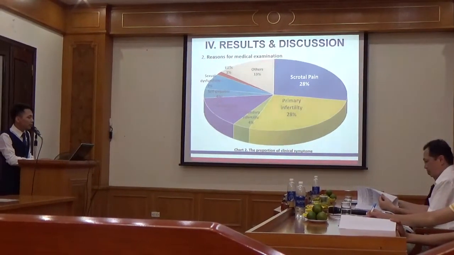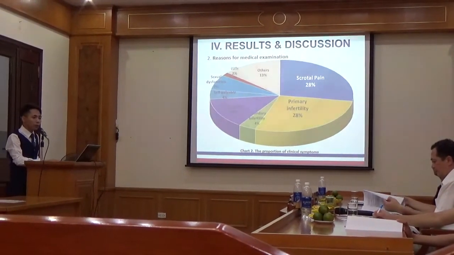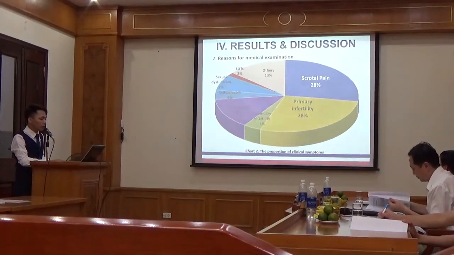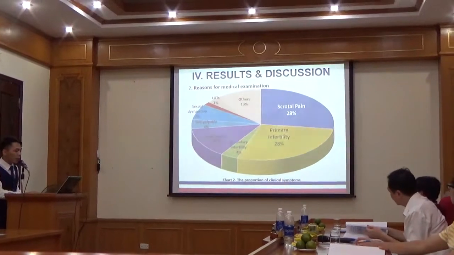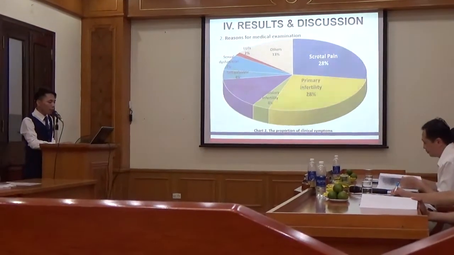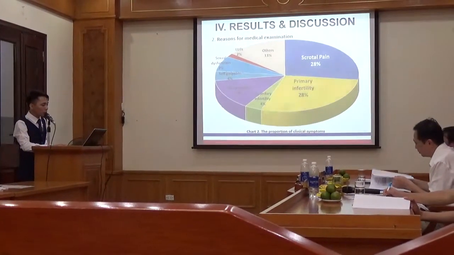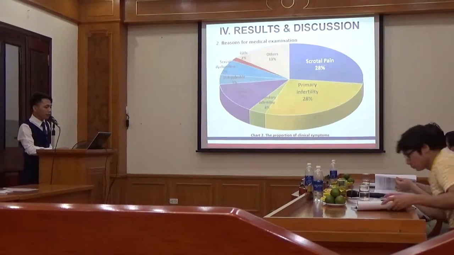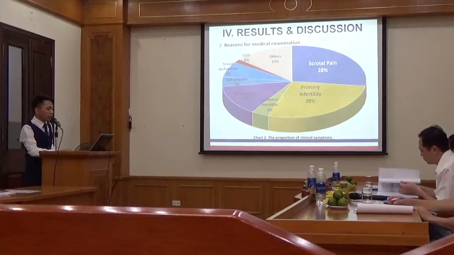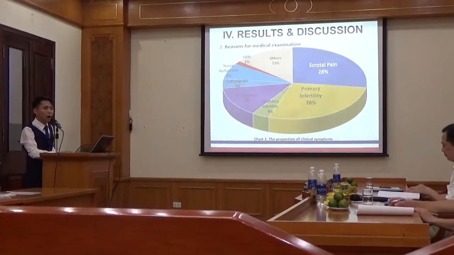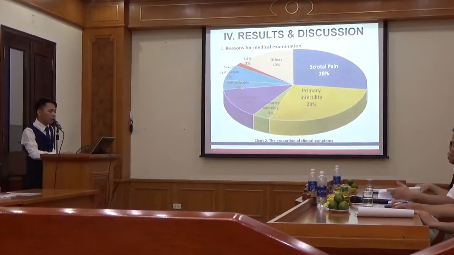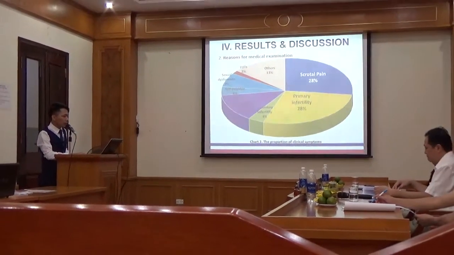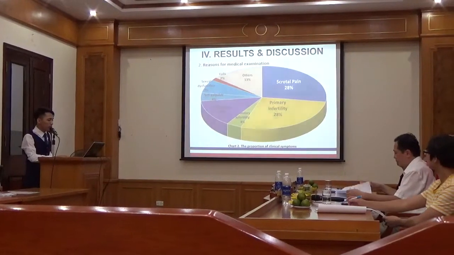2. About the reason for medical examination. The patients come to visit mainly due to scrotal pain or primary infertility, of which those two matters account for 28%. Examination for disorders affecting sexual quality is 7% of the total number of patients. Hospitalization for a self-palpable mass only accounts for 4% of the total patients.